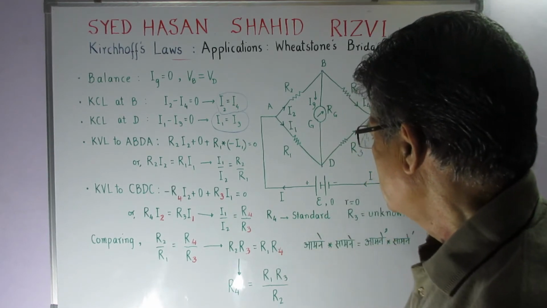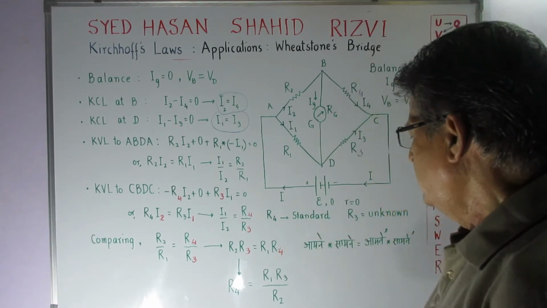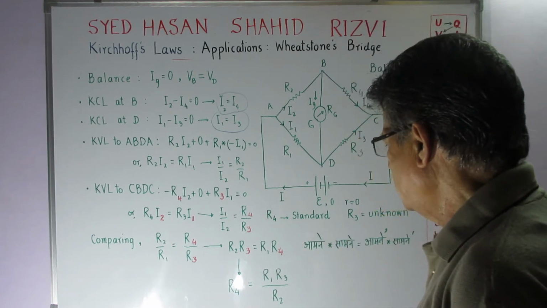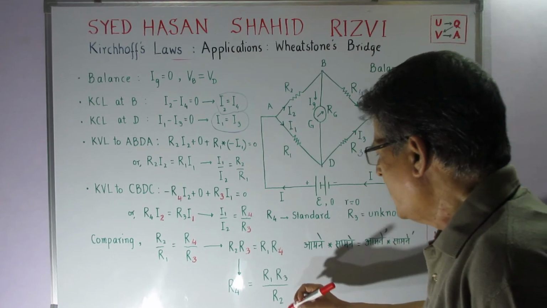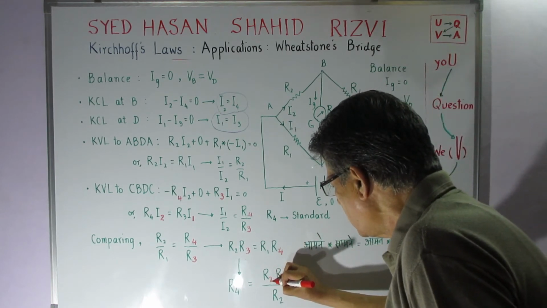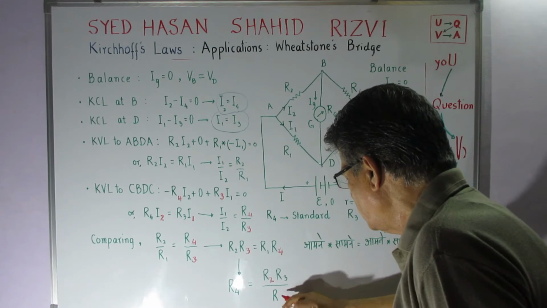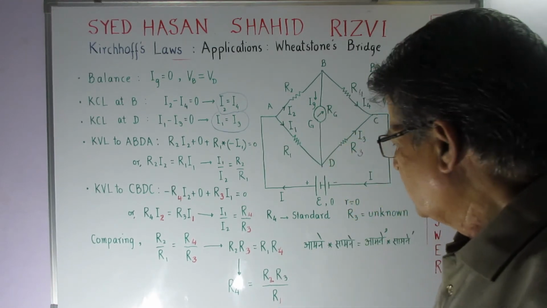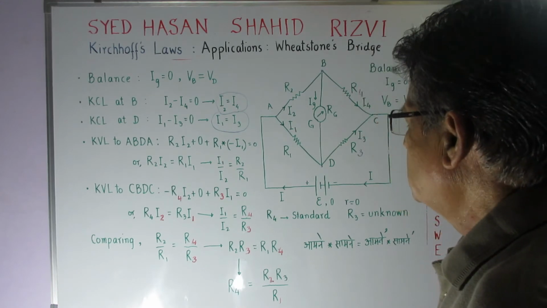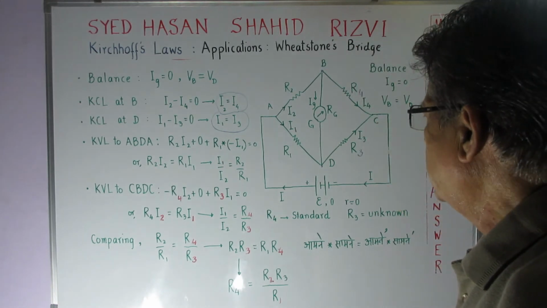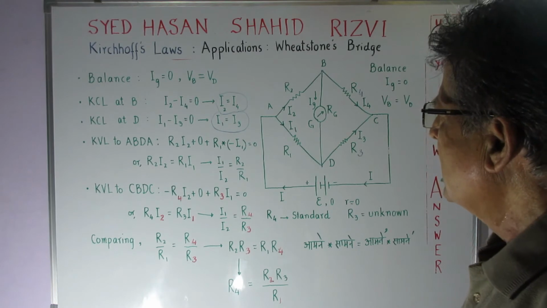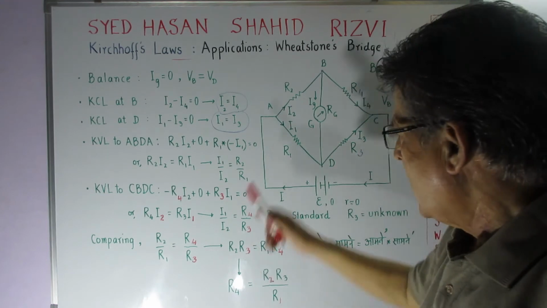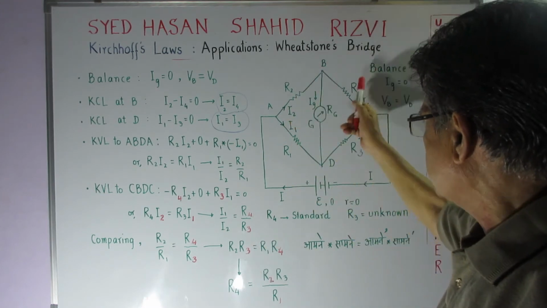R4. So from where I get the relation, if you want to calculate the value of R4, then it will be R2 R3 upon R1. Doesn't matter. Okay. You can scribble and you can obtain the result. The main things are two. Now, look here. I can say this upon this is equal to this upon this, or this upon this is equal to this upon this.